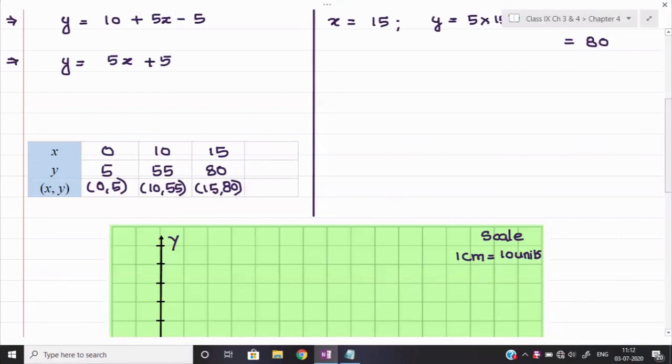Next time onwards, we shall start chapter number 6, that is lines and angles, because chapter number 5, introduction to Euclid geometry, is not a part of the NCERT syllabus. So we shall go to the next topic from geometry. We shall take lines and angles from the next time.